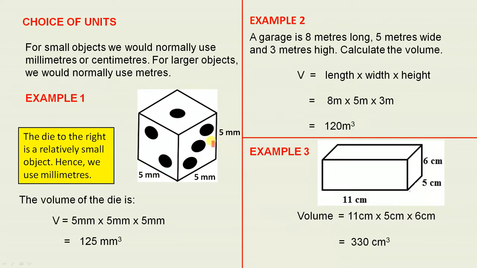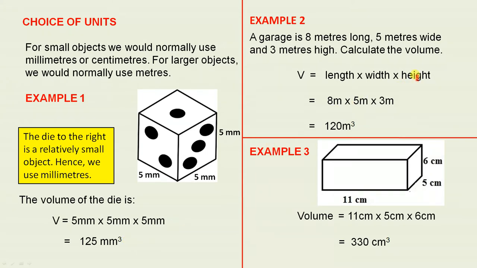Now, let's assume that the dimensions of this die are 5 millimetres by 5 millimetres and 5 millimetres high, because it's a cube. So the volume of the die is 5 millimetres times 5 millimetres times 5 millimetres, which is 125 cubic millimetres.